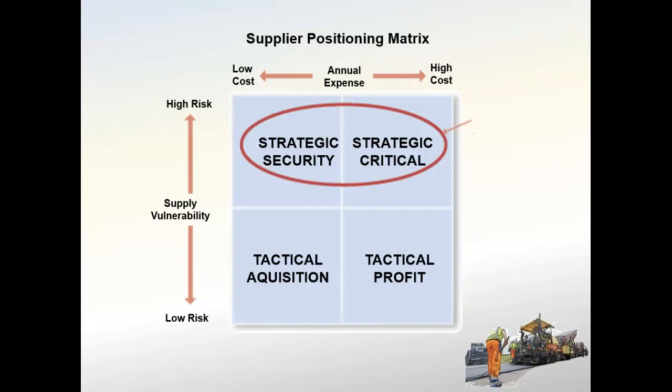Items in the bottom right quadrant, the tactical profit category, are relatively high value, but their low risk implies the presence of several competitive suppliers. So the buying organization should focus on leveraging its purchasing power when selecting a supplier.